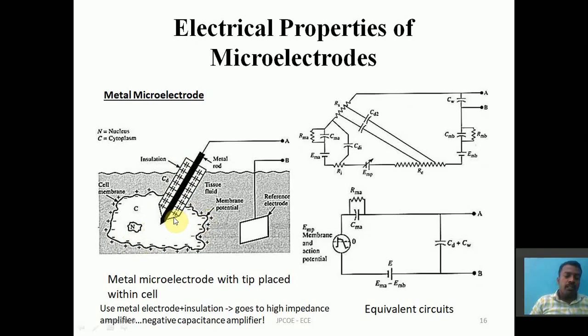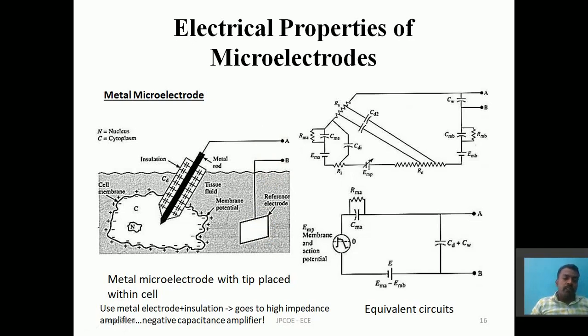Inside the cell we have the active electrode, and outside the cell we are using a reference electrode. By using these two electrodes, A and B, we can measure the potential difference between inside the cell and outside the cell, that is, across the cell membrane.